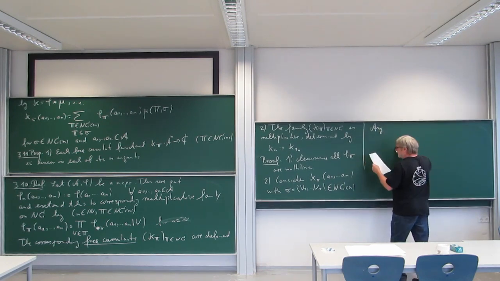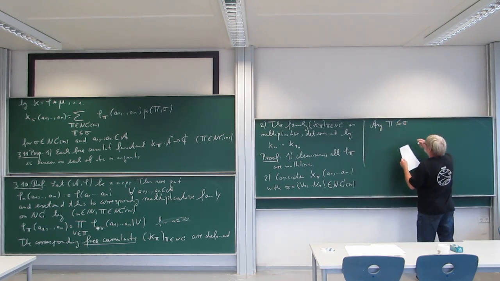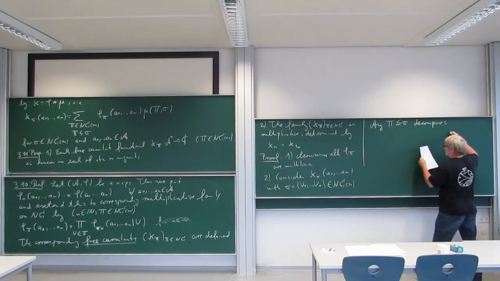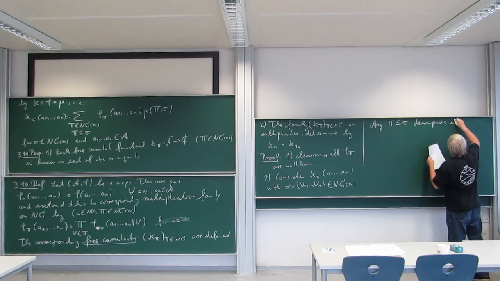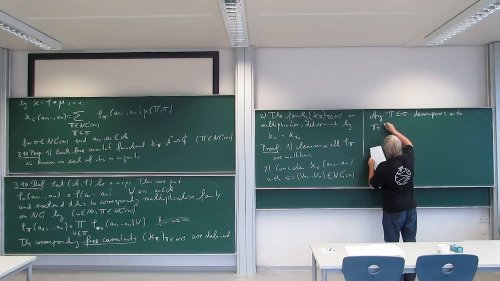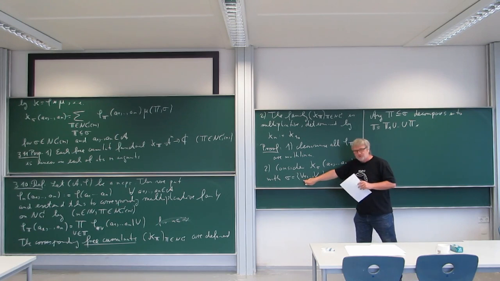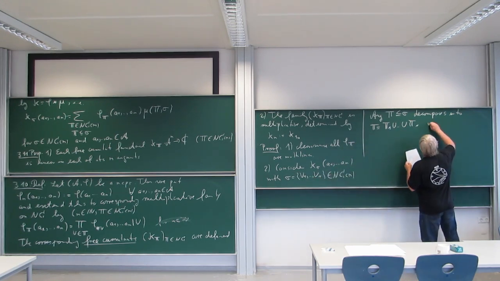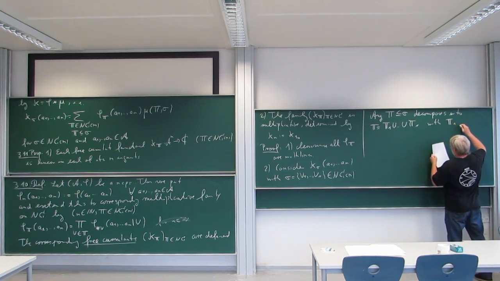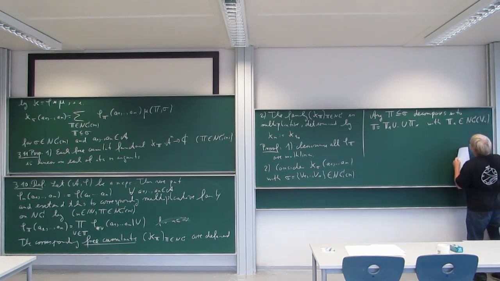So I have to sum over such pi's, so I should understand that better. Any pi which is less or equal than sigma decomposes into a union of non-crossing partitions, one for each of the blocks of the sigma. I can write this as a union of P1 up to PR, where the PR are non-crossing partitions of the block PR.